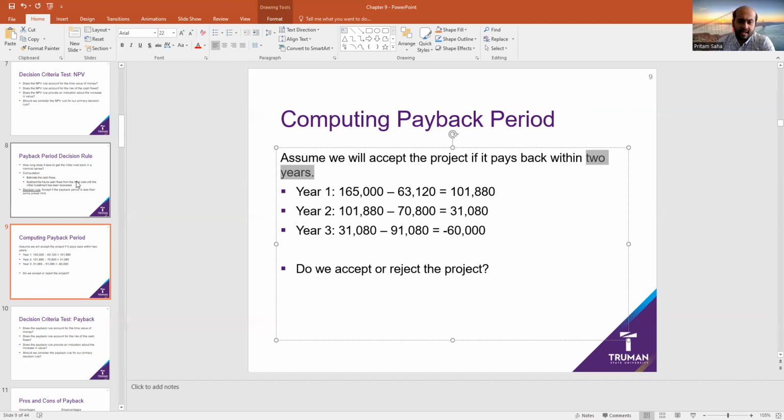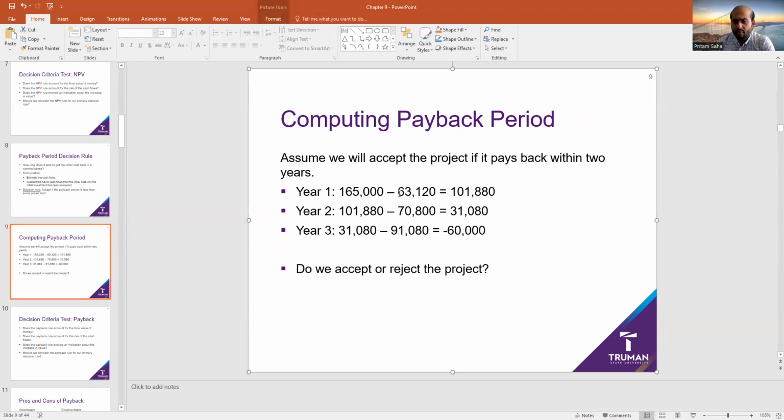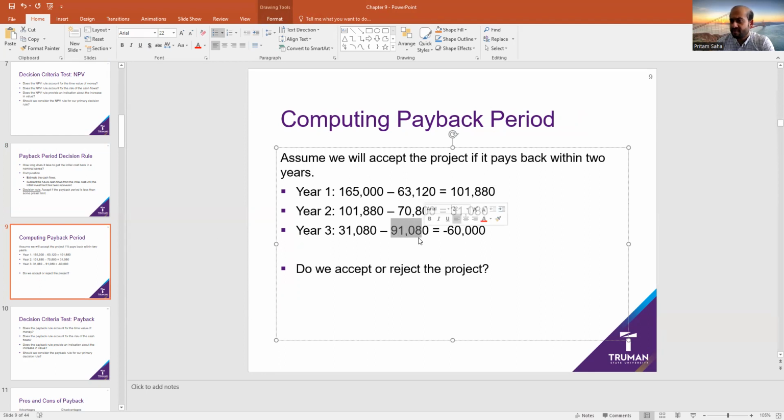Now, going back to the slide, nominal sense. So nominal sense means, if you look carefully, we are using the raw cash flow. We are not discounting all those cash flows like in a net present value problem. So we're actually looking at raw cash flow. We are comparing today's investment with year 1 raw cash flow, year 2 raw cash flow, year 3 raw cash flow. We are not discounting them back to today. So that's what we're trying to say.